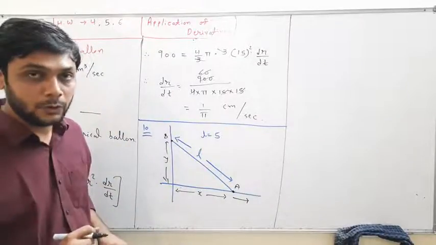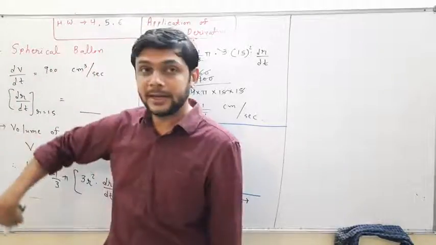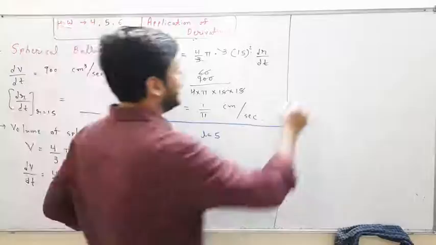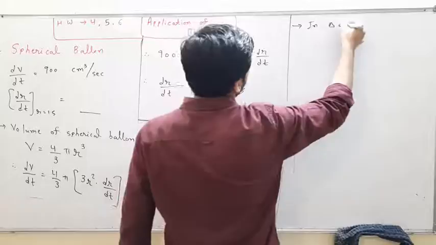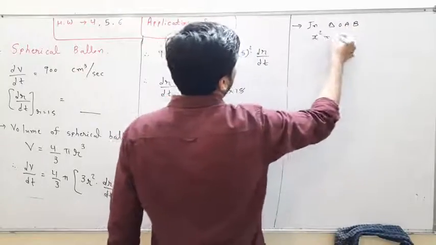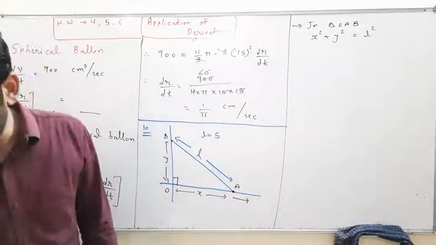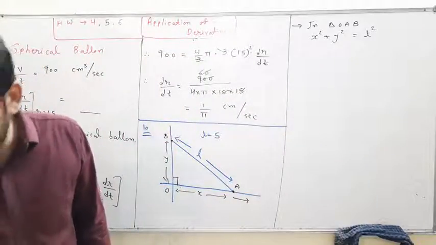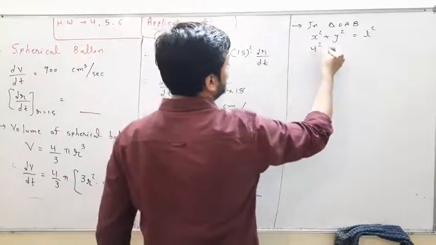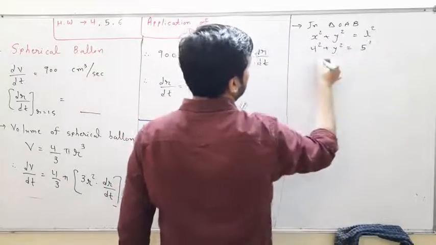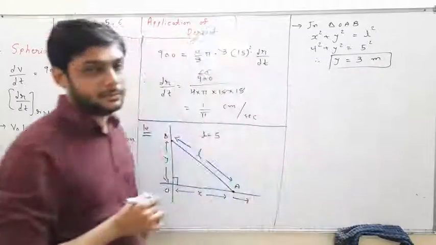Clear? Second, for any wall, a 90 degree angle is formed here, so that is 90 degree. Here I can write that point is O. In triangle OAB, x square plus y square is equal to L square. In the question it is given that when the ladder is 4 meter away from the wall, means the value of x is 4 and the length of the ladder is 5. So we get y is equal to 3 meter.